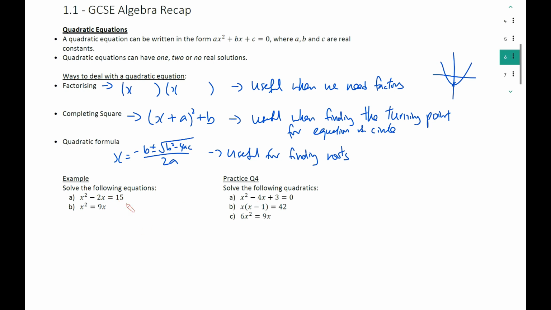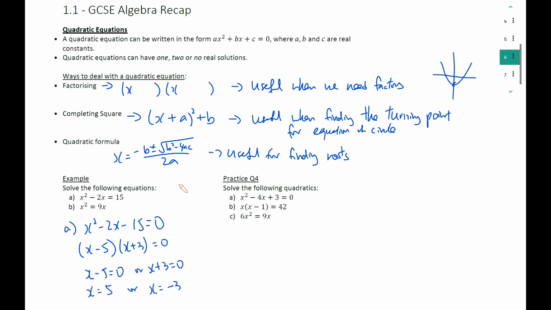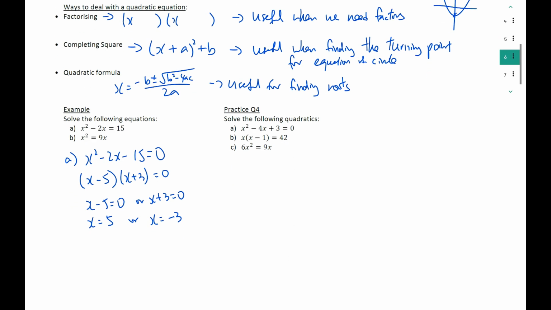So example, solve the equation here. We can bring everything on one side, we know we have to make one side equal 0 to solve a quadratic. And then here we can factorize it. If we factorize it, we get x minus 5, x plus 3 equals 0. So x minus 5 equals 0, or x plus 3 equals 0. So x equals 5, or x equals minus 3. Right? Now, part B.